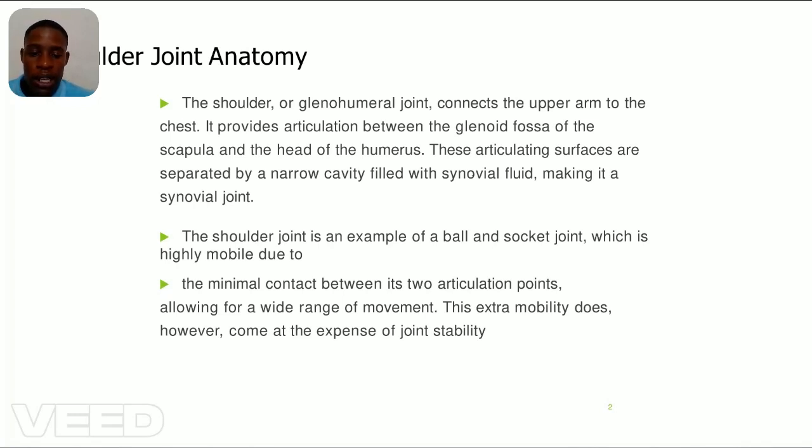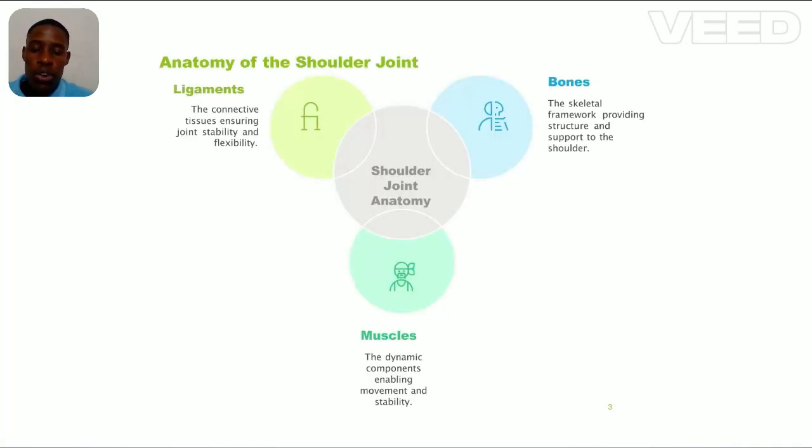This extra mobility does, however, come at an expense of joint stability. So, as you know, we can move our shoulder joint as much as we want. It is due to the synovial fluid, and it is one of the most flexible joints in the human body. And because of its stability and its mobility, it is at high risk of getting injured if it is not extended or moved correctly. So the shoulder joint is made up of ligaments, bones, and muscles.